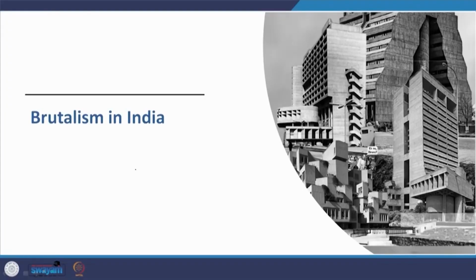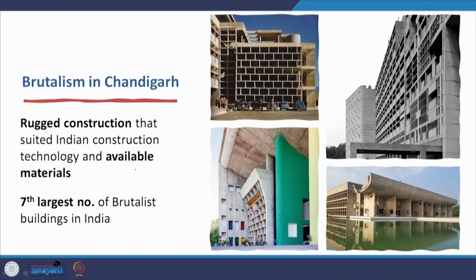Now brutalism in India has been exercised by many architects. Kuldeep Singh is there, and Shivnath Prasad is there, and many other architects who have employed it. B.V. Doshi himself has done it in the Premabai Hall, and it is there in the Sardar Vallabhbhai Patel Stadium, etc. I.P. Kanvinde has exercised it, and brutalism in Chandigarh is a rugged construction that suited Indian construction technology and available materials. In fact, India has the 7th largest number of brutalist buildings in the world. As I have told you earlier with regard to Art Deco, India has the 2nd largest number of Art Deco buildings in the world after Miami.